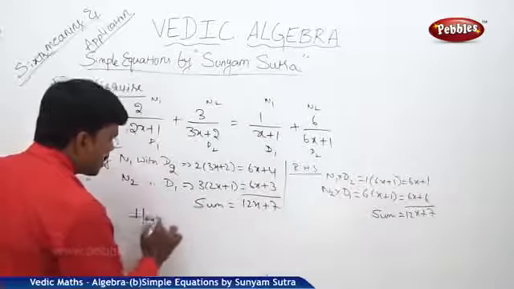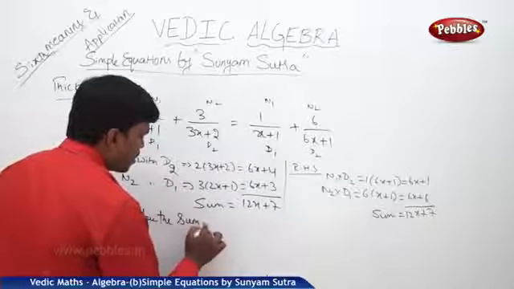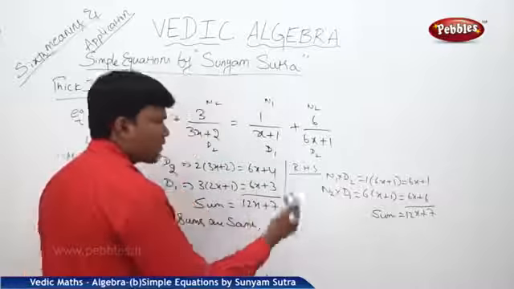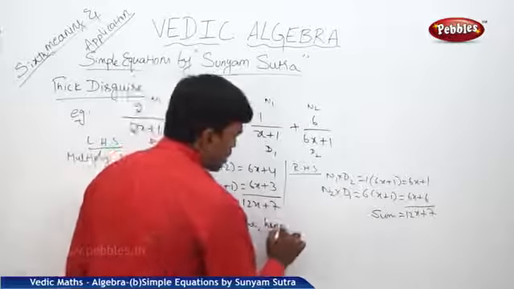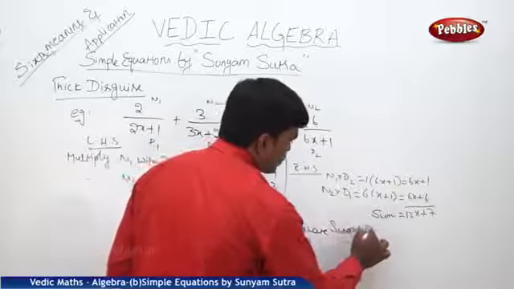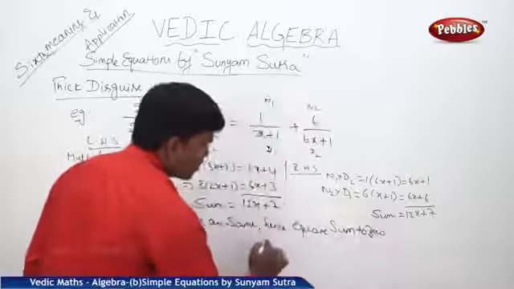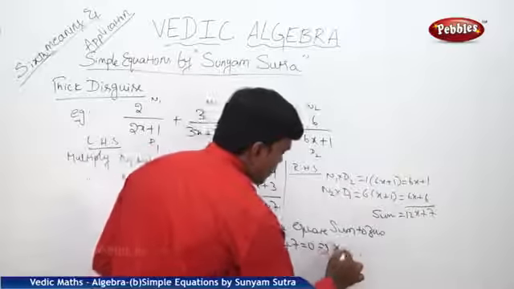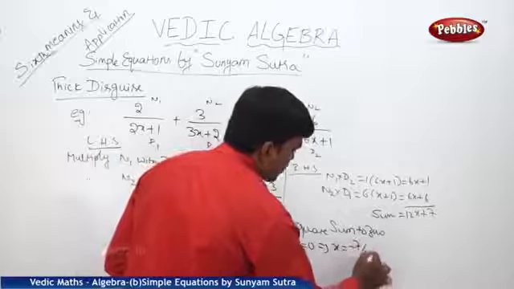The sums are the same here. Hence, equate the sum to 0. That means 12x plus 7 equal to 0. So then what is the x value we finally got? x equal to minus 7 by 12.